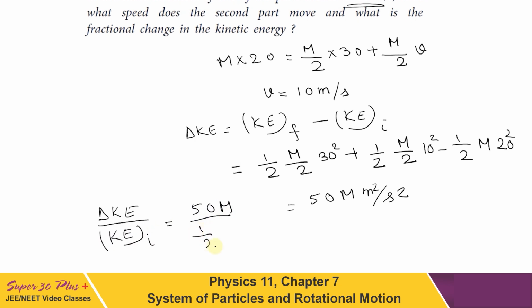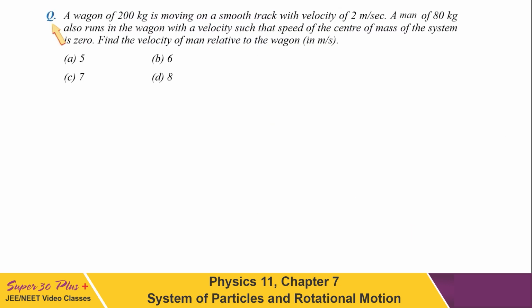which is half m into square of 20. These two got cancelled and the final result will be equal to 1 by 4. So this is the fractional change in kinetic energy. Let us solve one example.